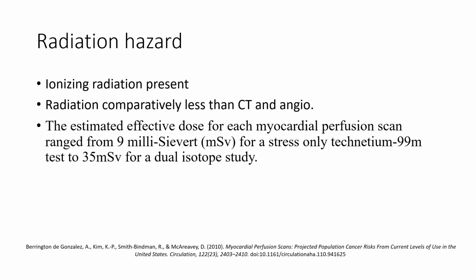As exposure to ionizing radiation is present, there is significant radiation hazard, but it is less than that of CT and angiography. The estimated effective dose for each myocardial perfusion scan ranges from 9 millisieverts for a stress-only technetium-99 test to 35 millisieverts for a dual isotope study.